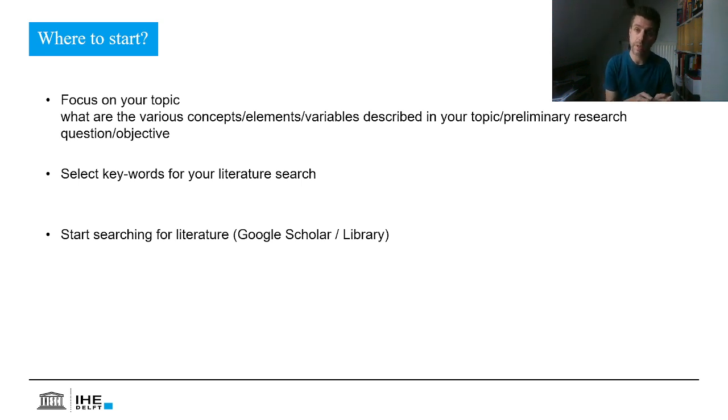It can also be that there are certain synonyms for certain words. So maybe you want to do some research about public participation. Not only use public participation, but also search for stakeholder participation. And so make sure that you have different ways of searching for that literature.